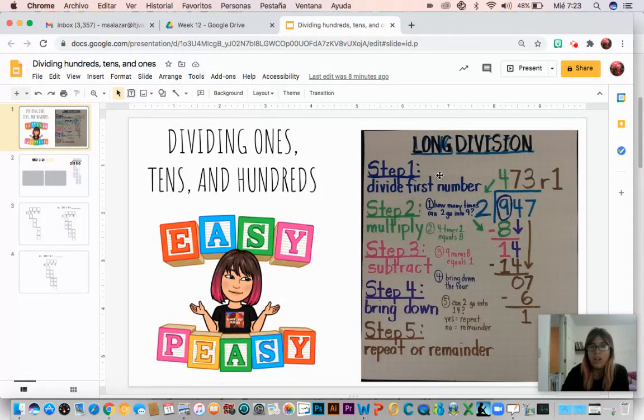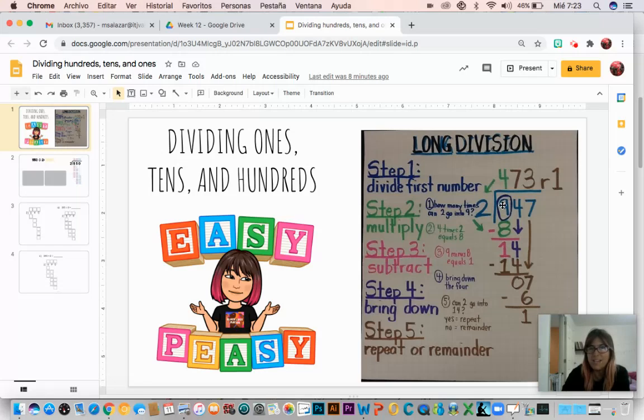So, long division, step one: divide the first number. Remember I told you it's the number that is inside the house, the first one. And today we're going to have up to hundreds. So the first number is here, this one that they circle. That's the first thing we're going to do.